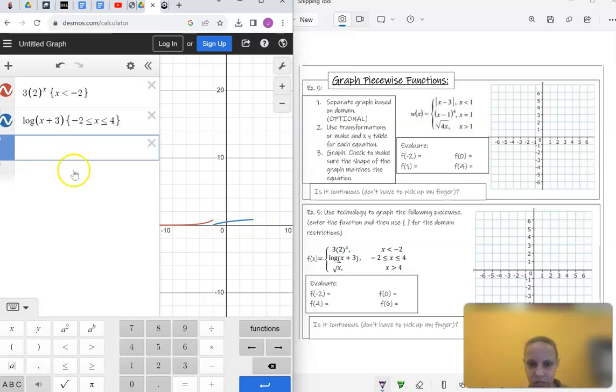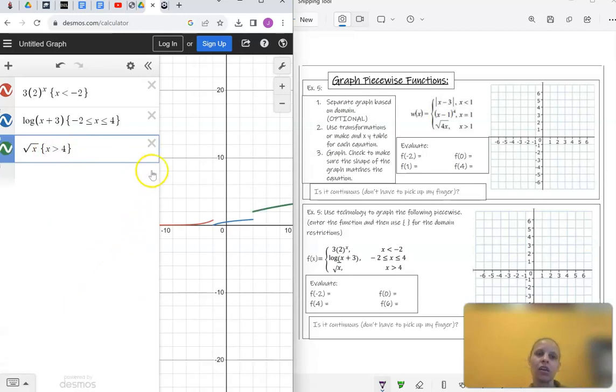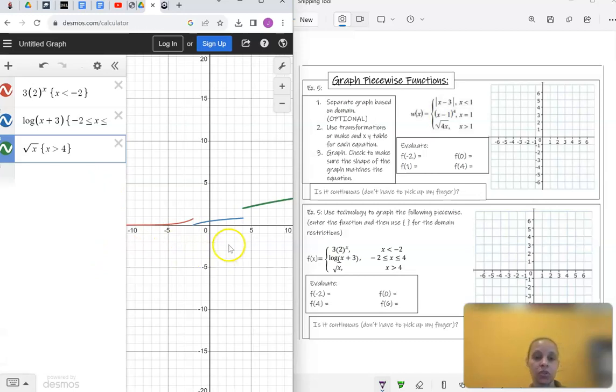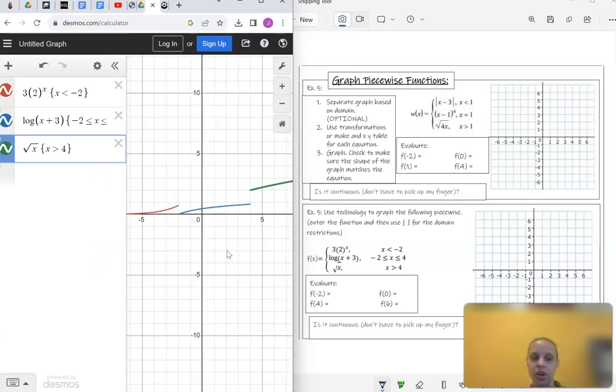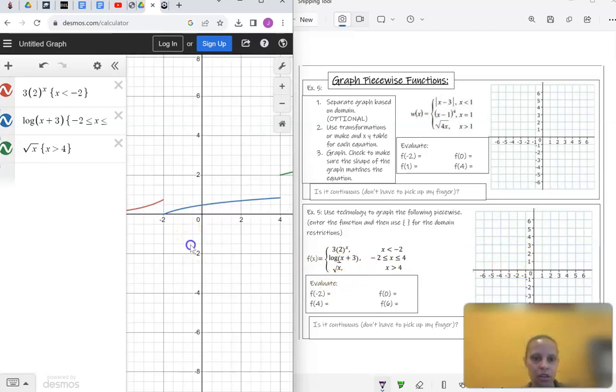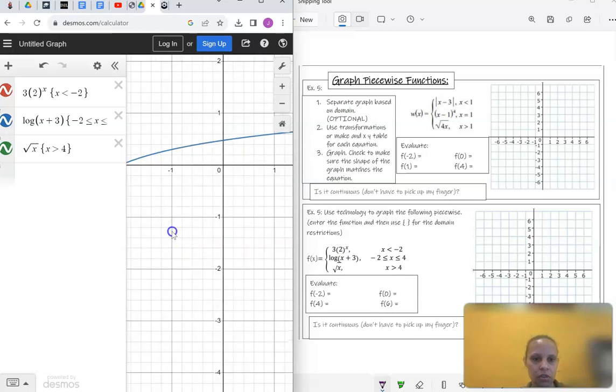And then this one is square root of x. And again, I'm going to paste the domain to fix. This is greater than 4. Greater than 4. Boom. All right, so honestly, I don't really do this a lot because you're not going to have this on your test. I'm just showing you how you can look to make sure you have the graphs graphed correctly. And you can zoom in to see it clear.